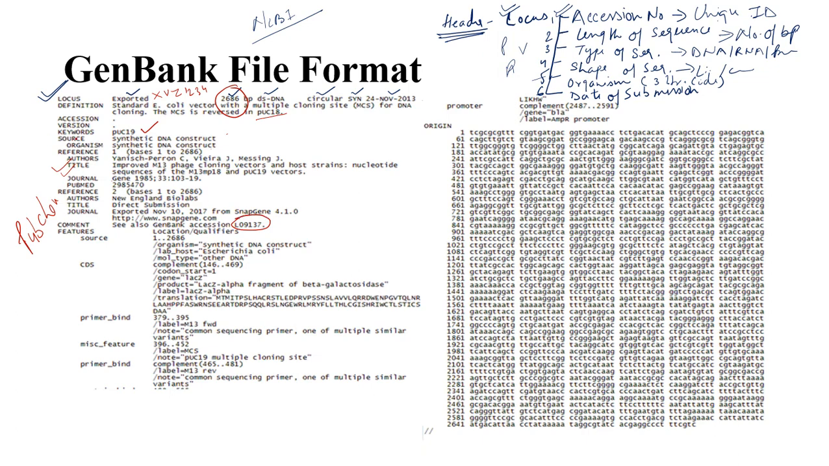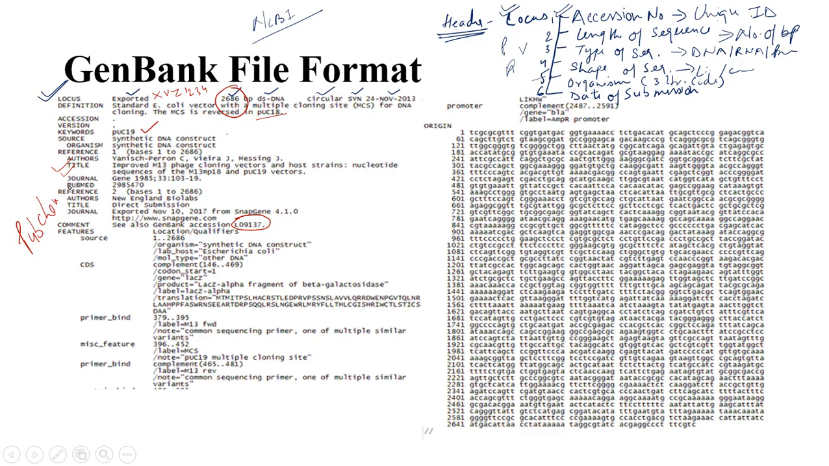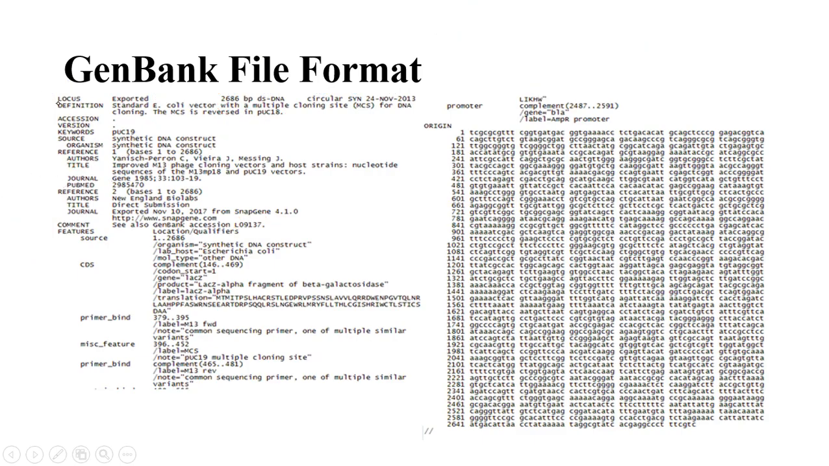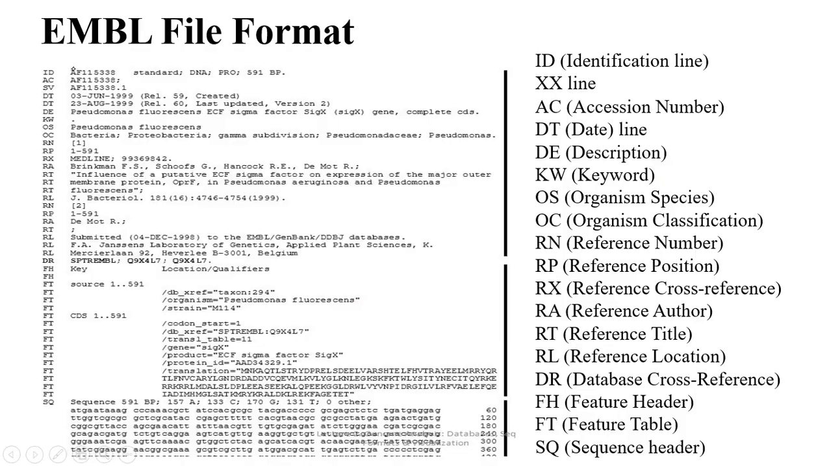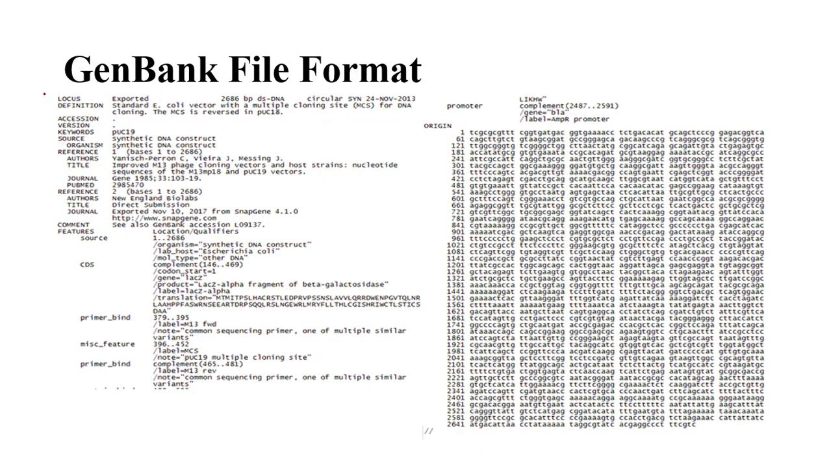So by the header portion you can get the detailed information about the sequence. What this particular sequence is, you can get the information from the header. Otherwise it is just ATGC, and what would you understand from that? So the detailed information is available. Next thing comes to the features.